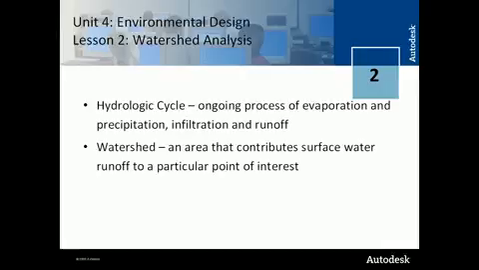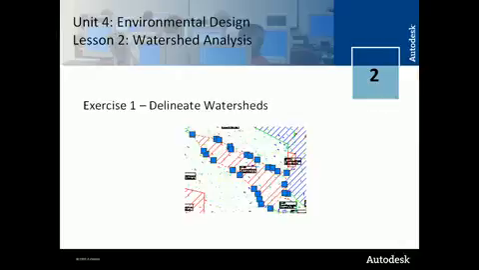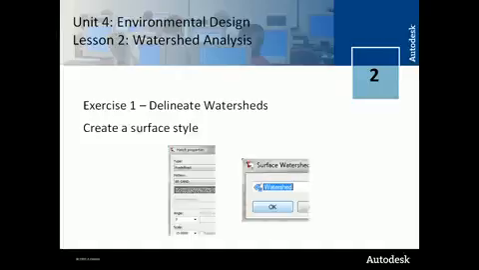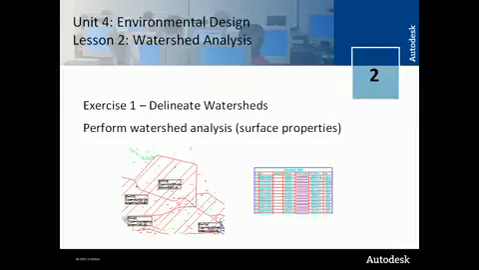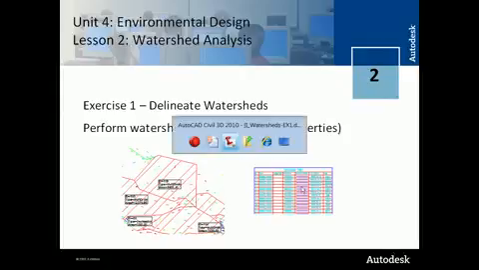First, the hydrologic cycle is the ongoing process of evaporation, precipitation, water infiltration, and runoff. So this is a well-documented cycle, and a watershed is an area that contributes surface water runoff to a particular point of interest. So what we do in exercise 1 is we first delineate the watersheds. We create a surface style to display the watersheds. You perform a watershed analysis by modifying the surface properties, and you can visualize these watersheds. So let's have a closer look.